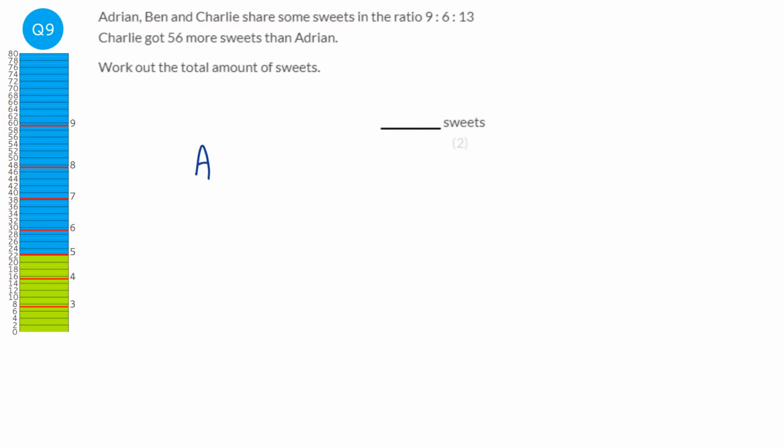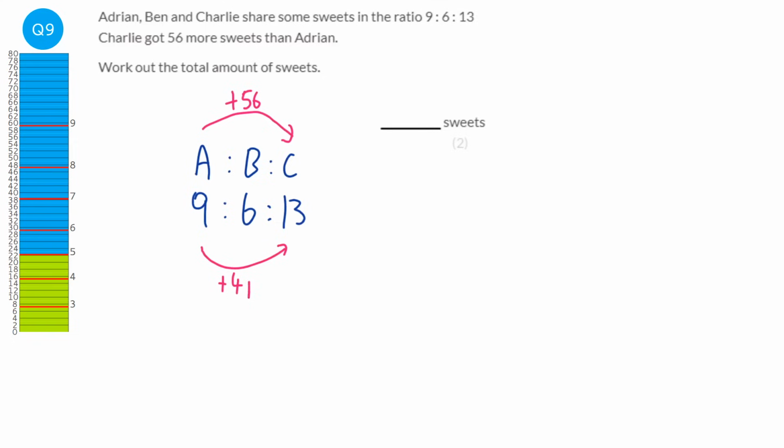So this question says that Adrian, Ben and Charlie have some sweets, and the ratio of Adrian to Ben to Charlie is 9 to 6 to 13. But it also says that Charlie got 56 more sweets than Adrian. So there's 56 more sweets. Well, looking at the actual parts of the ratio, there are 4 more parts. So plus 4 parts, which represent plus 56 sweets.